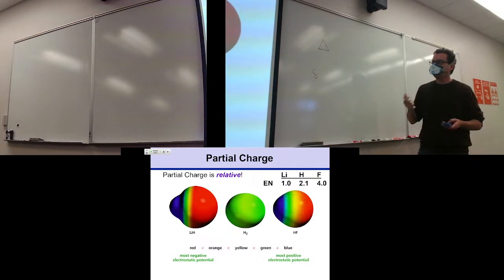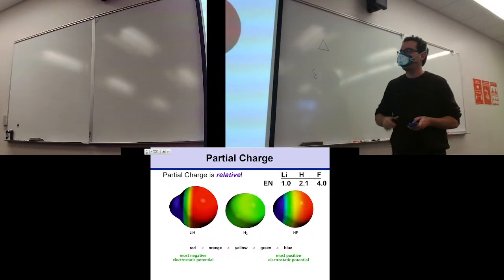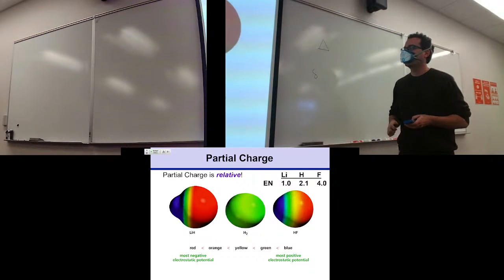Alright, so you've got to really look at the whole bond. You have to look at both atoms to understand where the polarity is, if the bond is polar, and which side has the partial negative, which side has the partial positive.